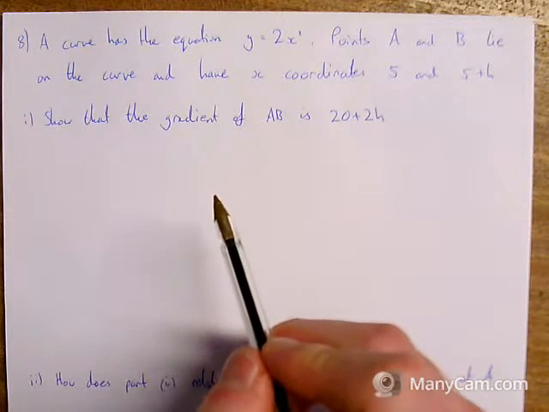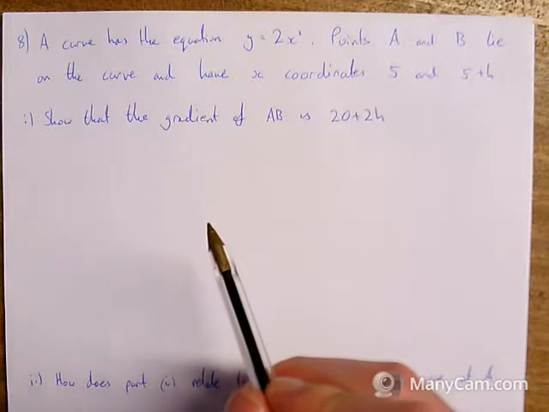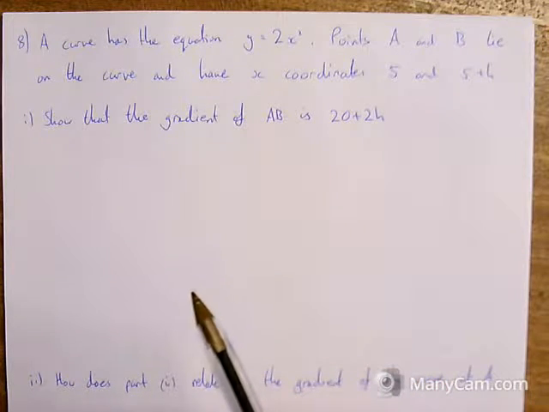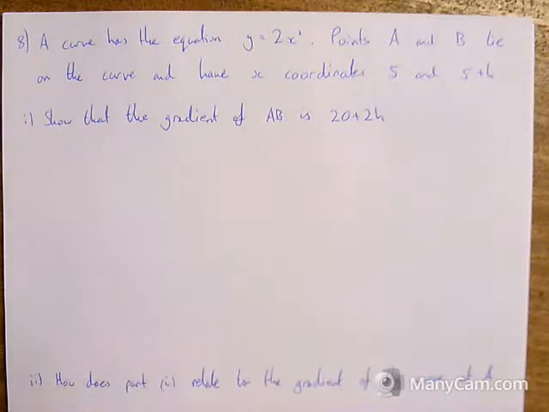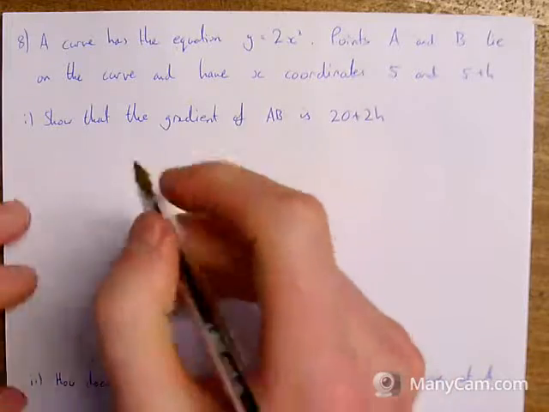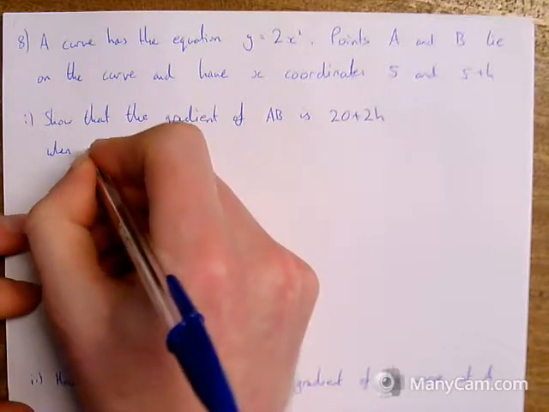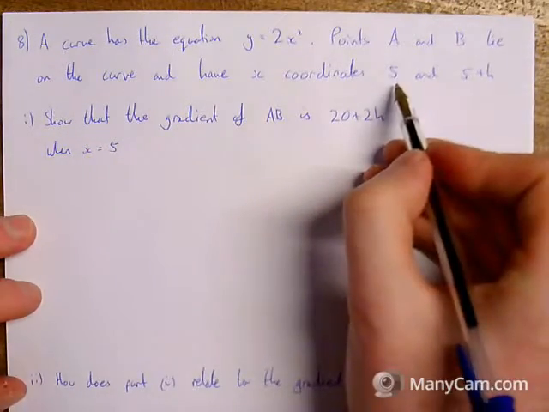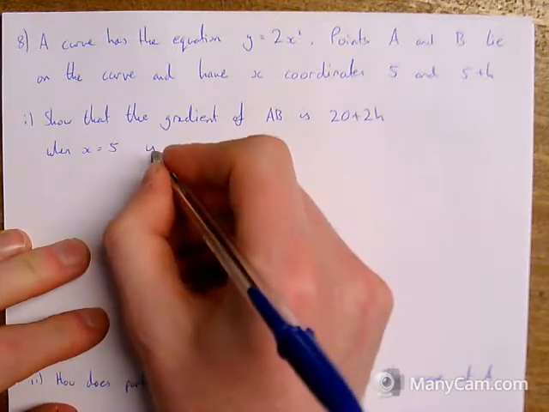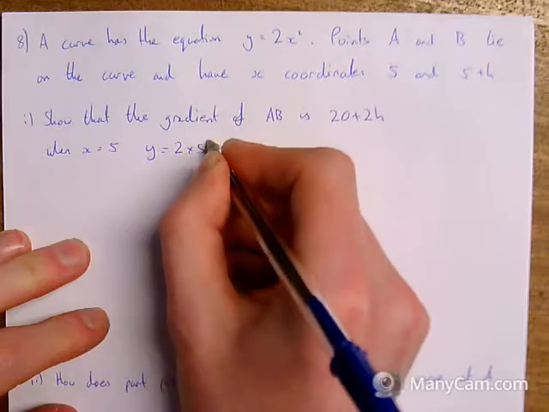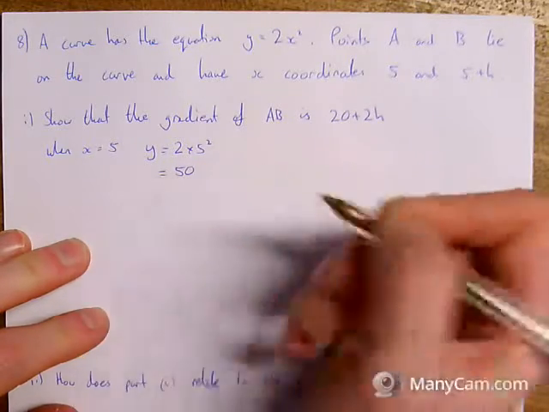It says the gradient, so instantly we should be thinking about the difference in y divided by the difference in x. I've got my x coordinates, but I haven't got any y coordinates at the moment, so I need to work out what they are by using the original equation. So when x is 5 for point A, we can work out my y value by substituting in there. So we'd have y equals 2 times 5 squared, so y equals 50.